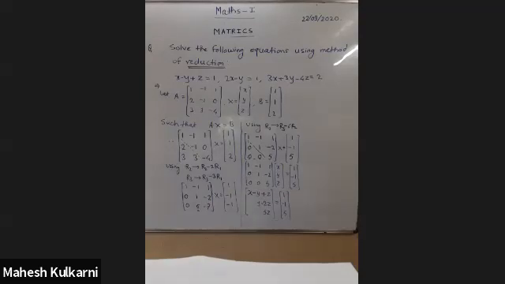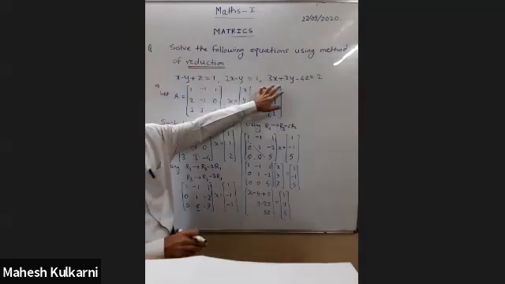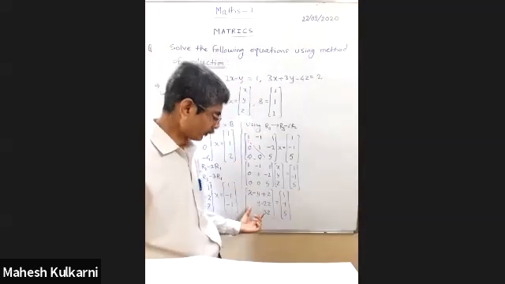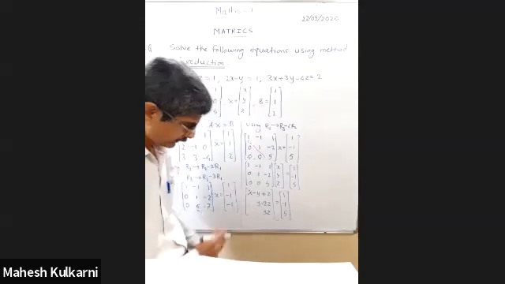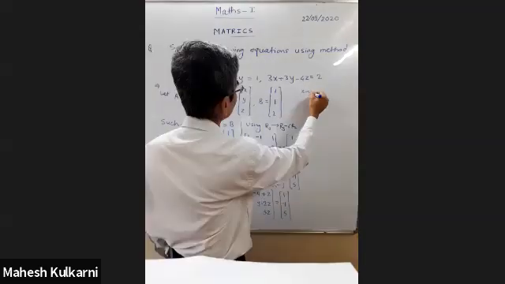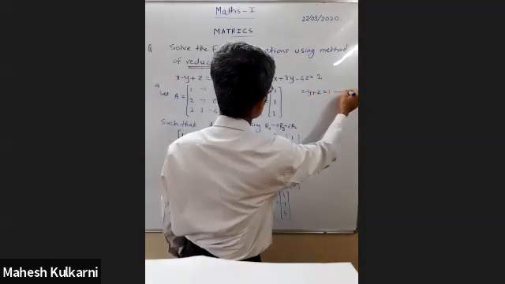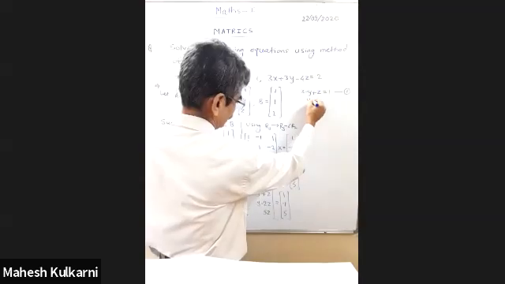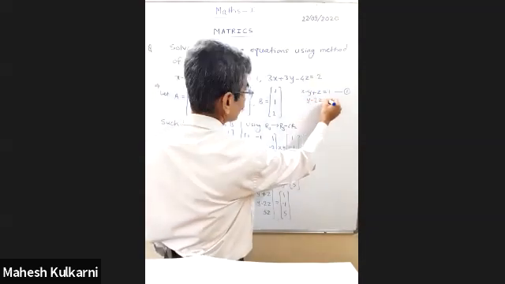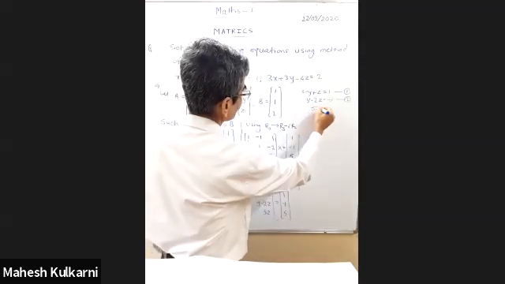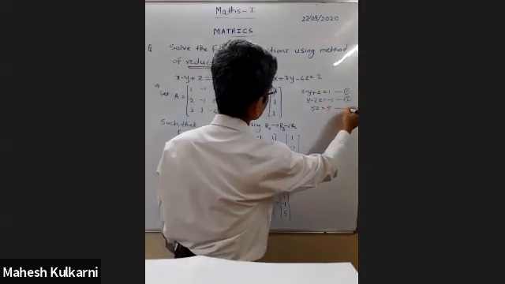The original equations were x minus y plus z, 2x minus y, and this one. Now these equations are reduced to the simplest form: x minus y plus z is equal to 1. This is equation number 1. The second equation is y minus 2z is equal to minus 1. And the third equation is 5z is equal to 5. This is third.